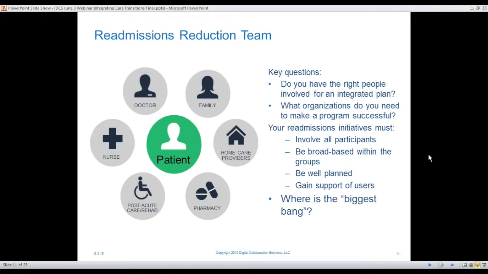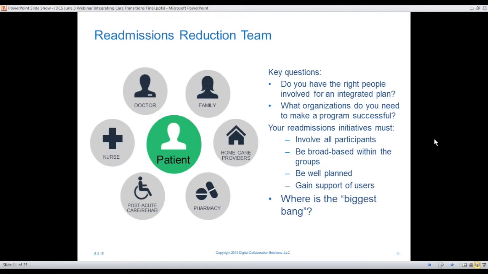Key questions that you need to ask are, do you have the right people and organizations involved in an integrated patient care plan? And your readmissions initiatives have to involve them, but also have to be broad-based within those groups. Don't just say, I'm going to talk to the top end of the food chain, to the leadership organization of a home care provider. Go and engage with the actual home care nurses and home care staff and understand what's going to work for them or not, because when you get in there, they ultimately have the power. They're the ones at the patient, working with the patient, and you want to make sure that what you're doing fits them and they're knowledgeable and educated.